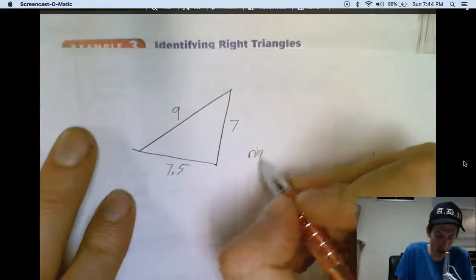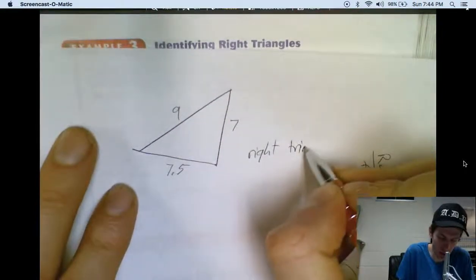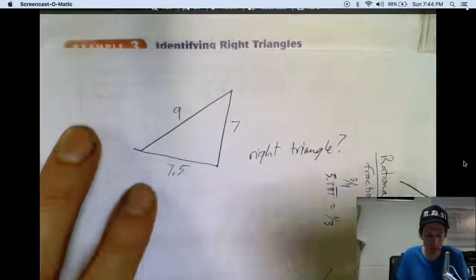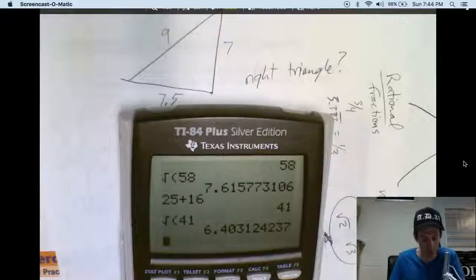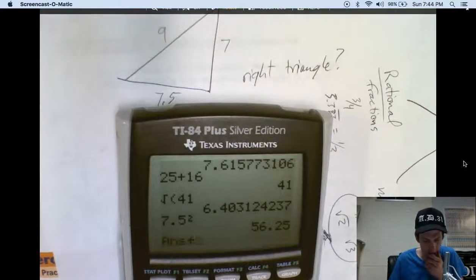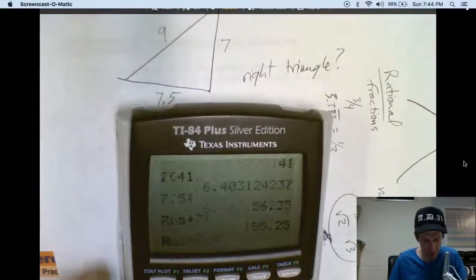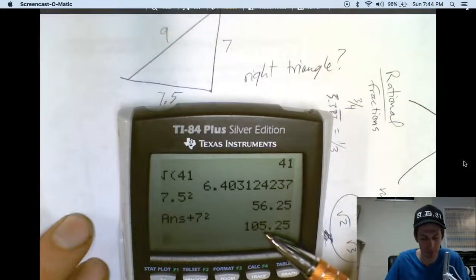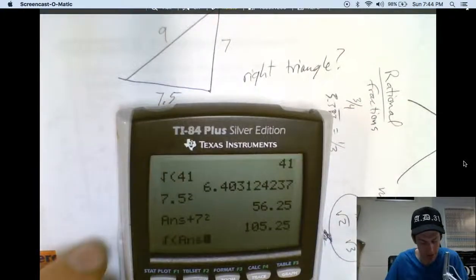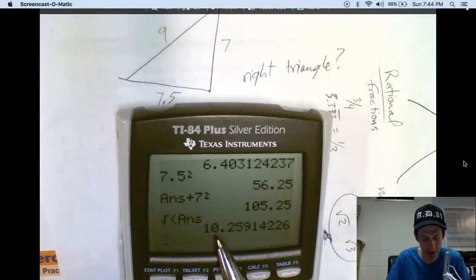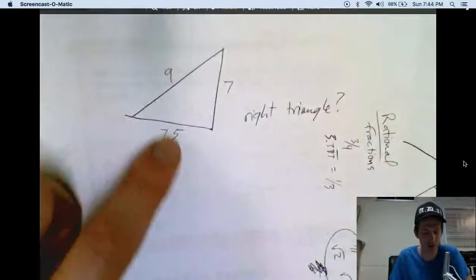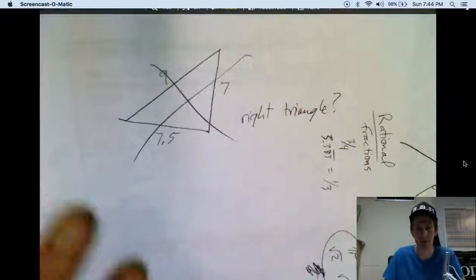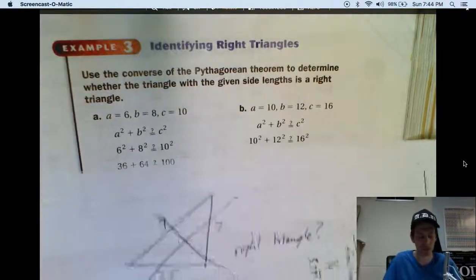Is this a right triangle? Well, if it is, watch this. Watch how quickly I can bust this out. You can do this too. 7.5 squared plus, excuse me, 7 squared. Okay, that was a squared plus b squared is this. Now I'm going to do the square root of that answer is that. If this was a right triangle, that hypotenuse would be 10. Well, is my hypotenuse 10 up here? No. This is not a right triangle because the converse of the Pythagorean theorem did not hold true.